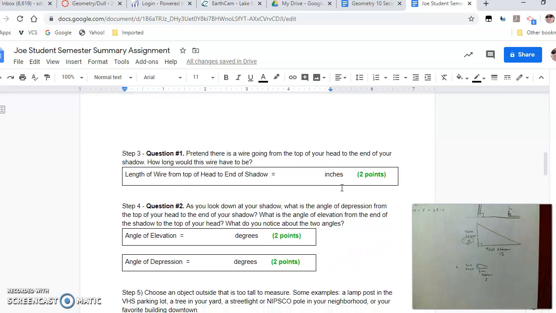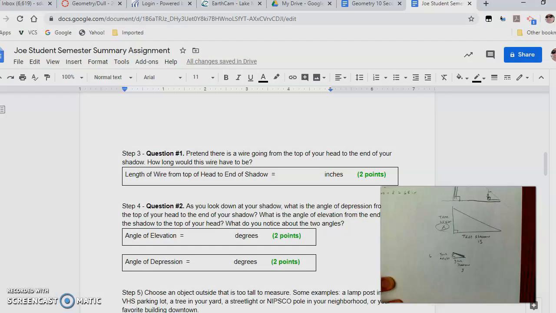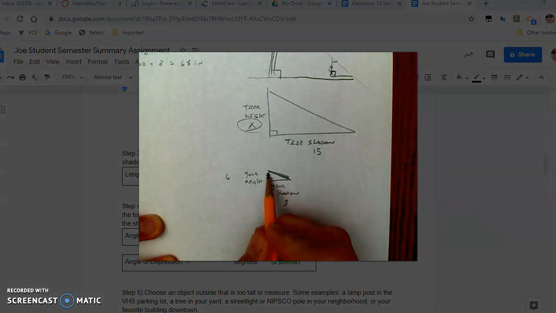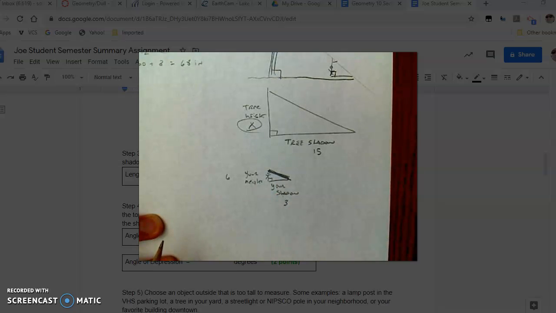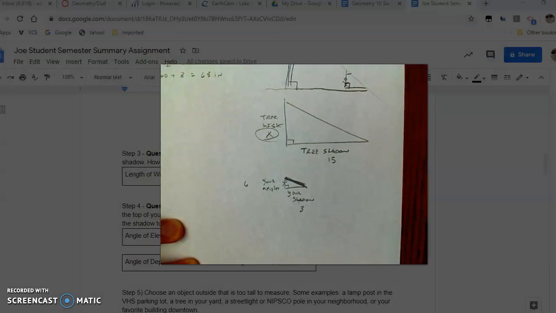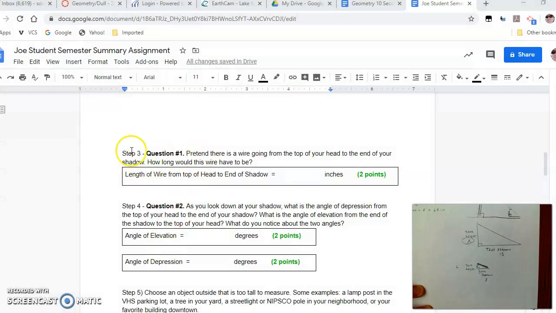So one of the things it asks you is, what if you took a length of wire from the top of your head to the end of your shadow? Well, what part of a triangle is this? Here's you, here's your shadow. If there was a wire that went from the top of your head to the tip of your shadow, what part of the triangle is that? It's a hypotenuse, right? And so you should be able to use that information to answer question number one.